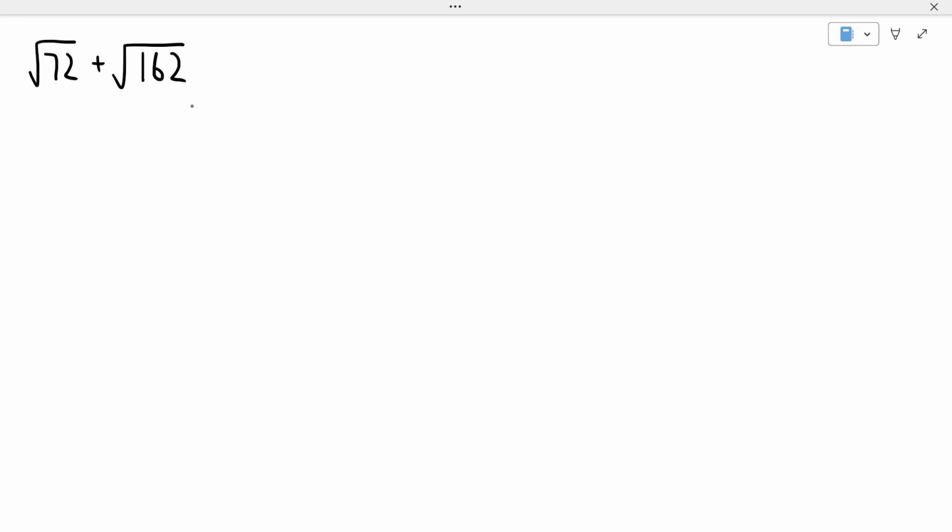It seems like we can't combine like terms in the expression square root of 72 plus square root of 162 because the two square root terms are not the same, but we can try to simplify both terms individually first. So let's simplify square root of 72 first, and to do that, we need to first find the prime factorization of 72. So 72 divided by 2 is 36, and 36 divided by 2 is 18. 18 divided by 2 is 9, and 9 divided by 3 is 3. And 3 is a prime number, so we can't factor this any further.